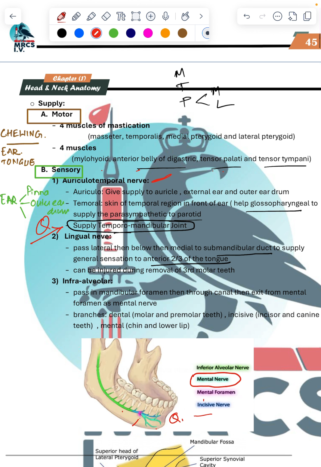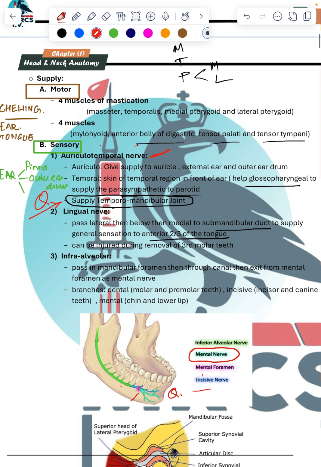This is sensory. The lingual nerve runs below and medial to the submandibular duct. This is the submandibular duct, an important duct. This duct crosses the lingual nerve. So any surgery here may damage the lingual nerve. General sensation to half of the tongue can be injured during removal of the third molar teeth. The lingual nerve can be injured in removing the third molar teeth.